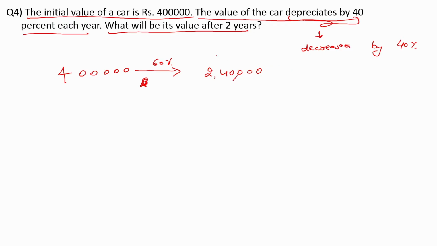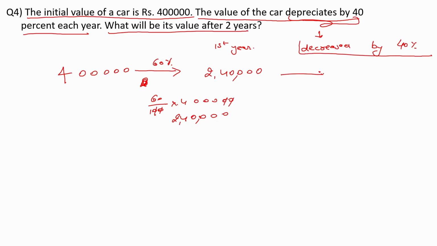Okay, this is in first year. 60% of 4 lakhs. 6 fours are 24, and I was left with 4 zeros. This would be 2,40,000.